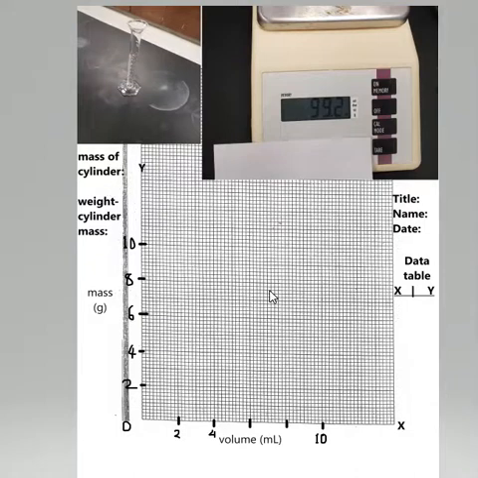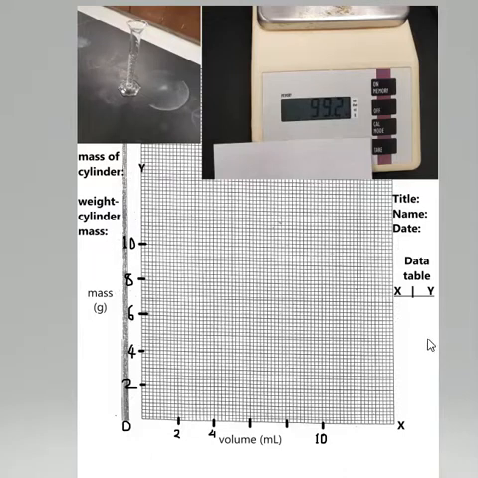Weigh it and then record that over here. Then you're going to place 2, 4, 6, 8, sequentially 10 milliliters of water, just adding on top of what you already have once you begin doing this. 2, 4, 6, 8, 10 will be your X values in your data table. The way that you calculate your Y values will be that you take the weight of the cylinder with water and subtract the cylinder mass to get the Y value for each one of these.